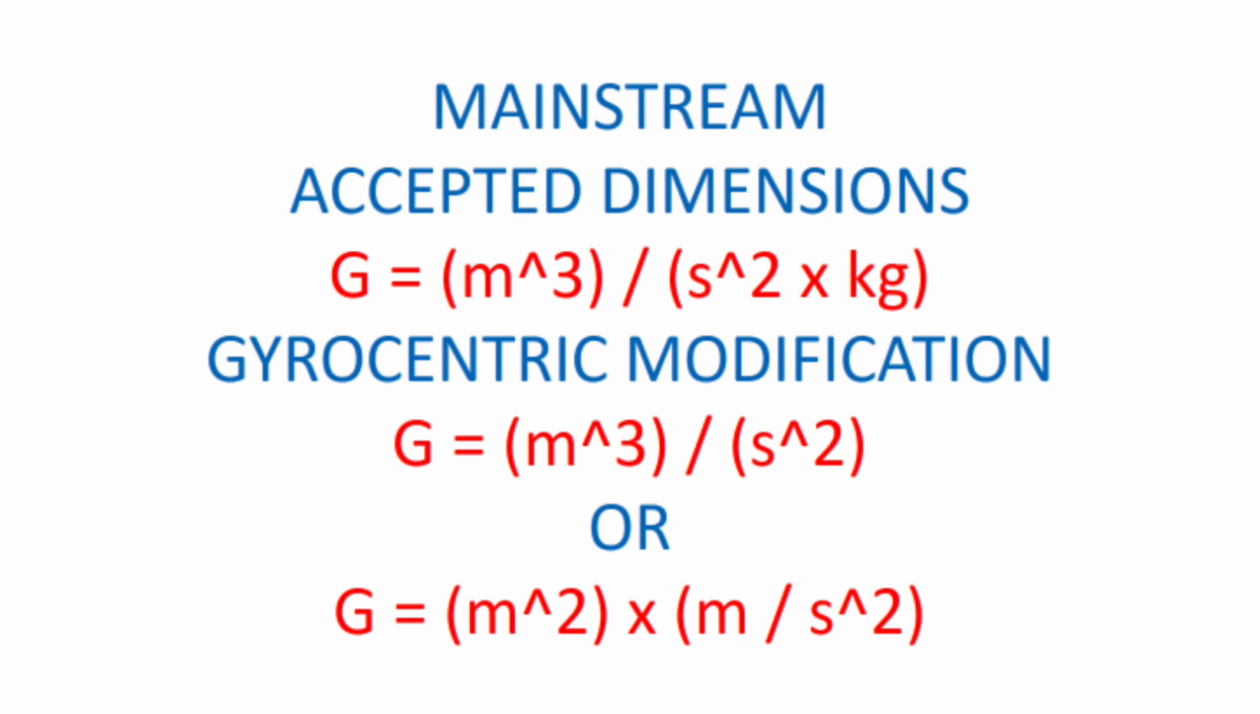These modified parameters can also be validated by recognizing their correlation to Kepler's third law constant of k equals s squared over m cubed, or k is equal to seconds squared divided by meters cubed. The parameters proposed by Kepler represent the exact reciprocal of the modified G constant.